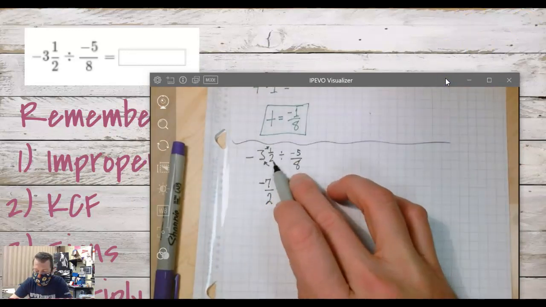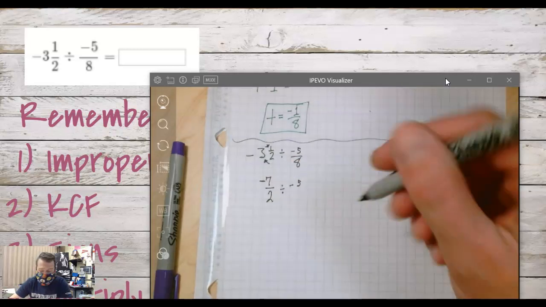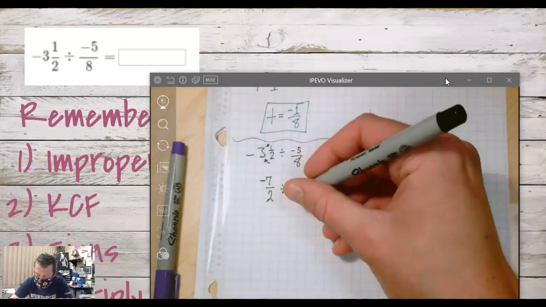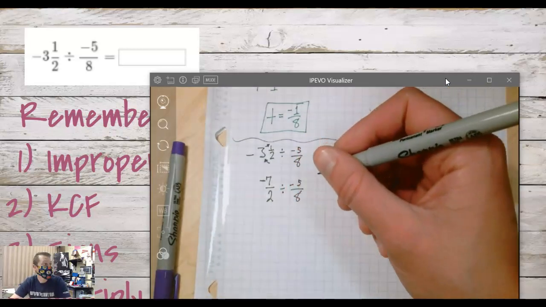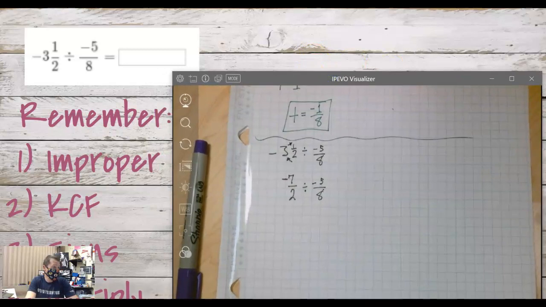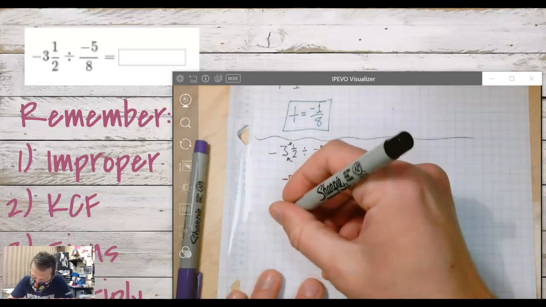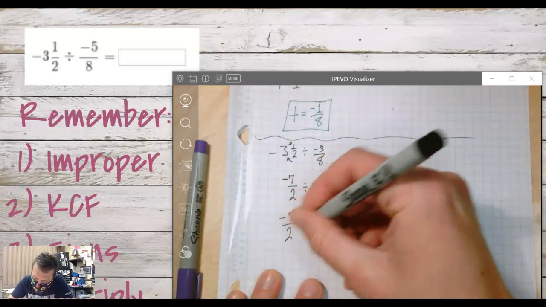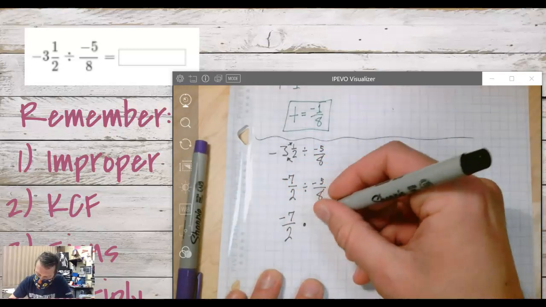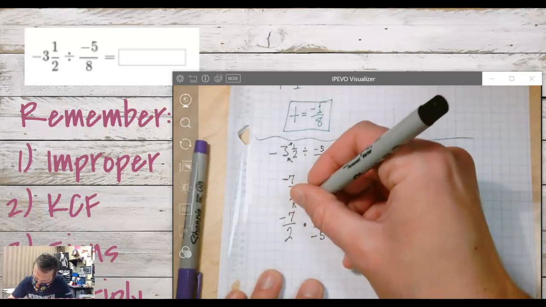So to make this improper, we did our 2 times 3. Then we added it with the 1. We kept the negative in the top because it's just better that way. Now, what's our second step? We keep, change, flip. So -7 over 2 times 8 over -5. I normally write KCF in here.